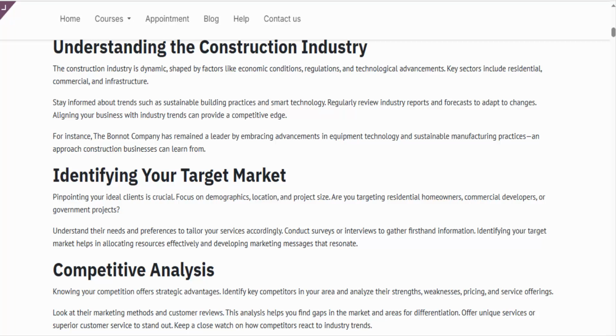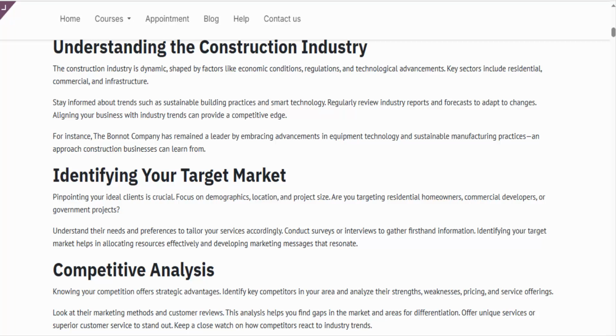Key sectors include residential, commercial, and infrastructure. Stay informed about trends such as sustainable building practices and smart technology. Regularly review industry reports and forecasts to adapt to changes. Aligning your business with industry trends can provide a competitive edge. For instance, the Bonnet Company has remained a leader by embracing advancements in equipment technology and sustainable manufacturing practices, an approach construction businesses can learn from.